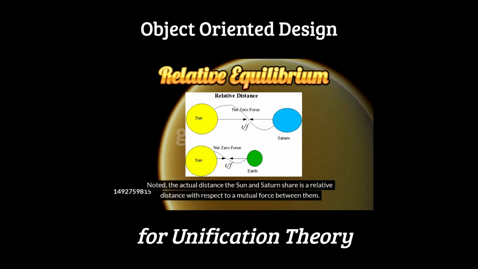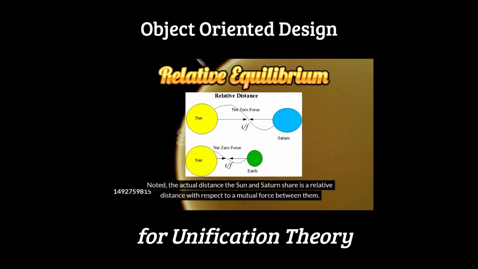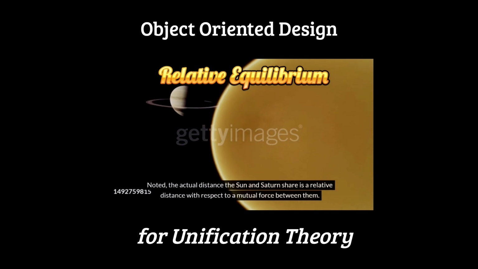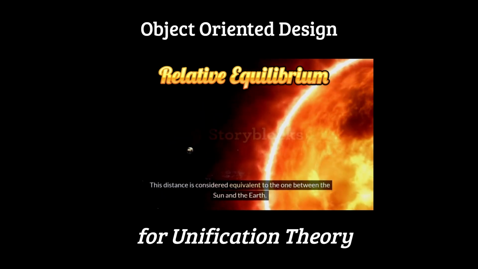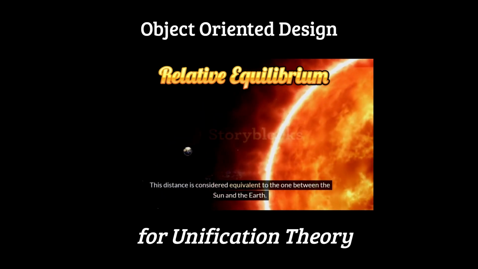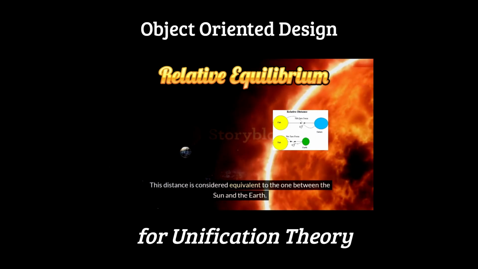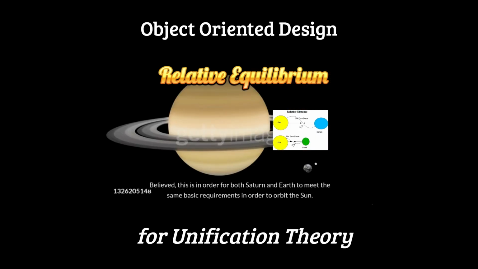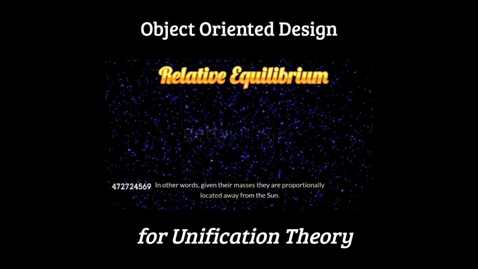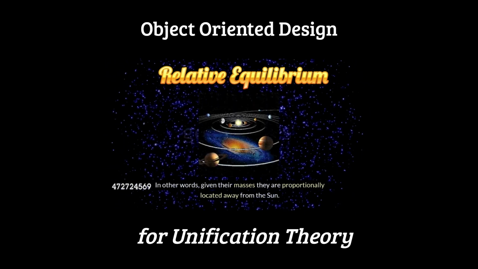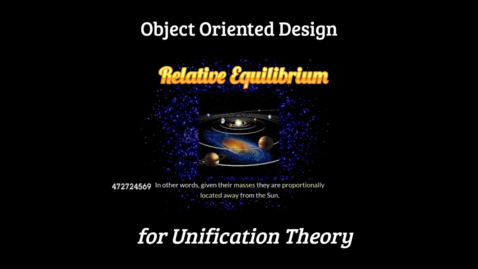Noted, the actual distance the Sun and Saturn share is a relative distance with respect to a mutual force between them. This distance is considered equivalent to the one between the Sun and the Earth. Believed, this is in order for both Saturn and Earth to meet the same basic requirements in order to orbit the Sun. In other words, given their masses they are proportionally located away from the Sun.